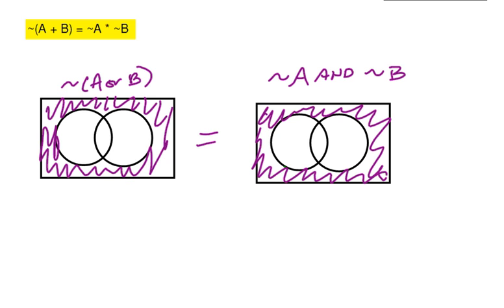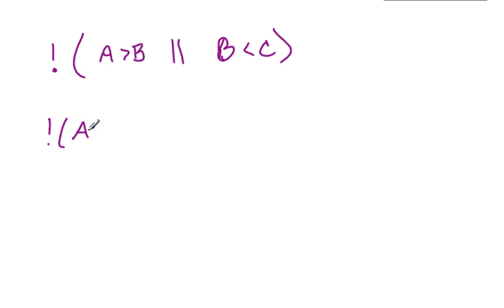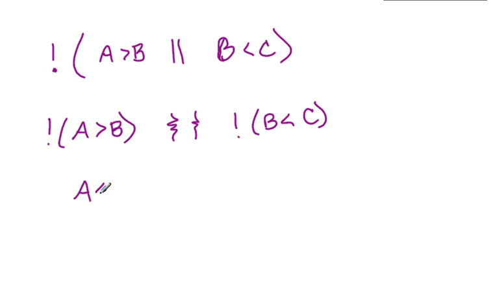So where we might see that in a problem with computer science is we might have something like not (A greater than B, or B less than C). And when we distribute this, we might say not A greater than B, and this becomes and not B less than C. Or even cleaner, what's not A greater than B? That would be A less than or equal to B, and B greater than or equal to C.